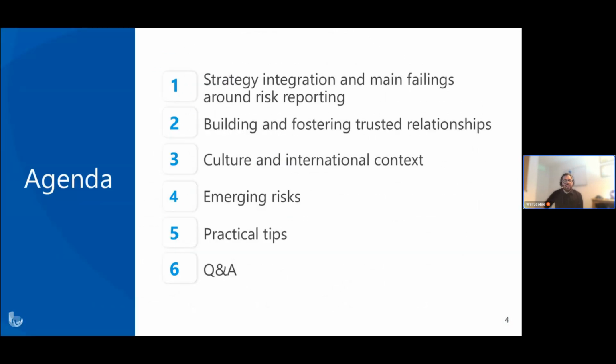So, in terms of the agenda for today, we're going to talk initially around strategy integration and some of the main failings we see around risk reporting. I'm going to talk about how we build relationships, how culture and international context comes into it. We're going to talk about emerging risks and some particular work that Barnett Waddingham has been doing with EMIC, before closing on some practical tips and some questions.